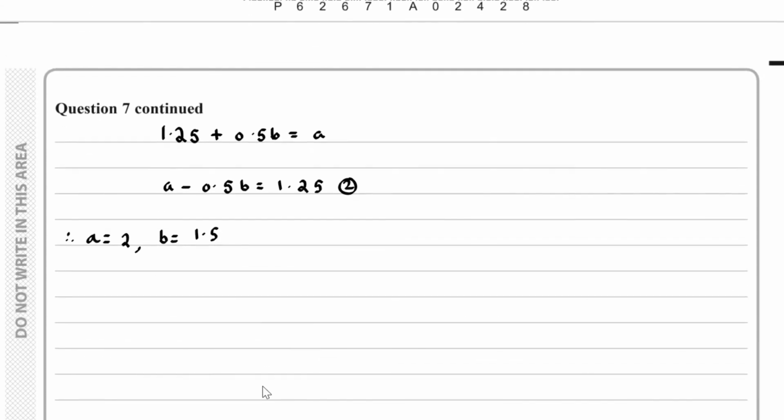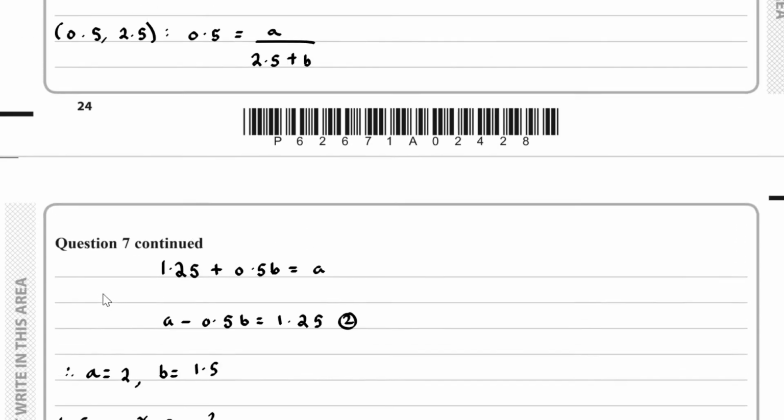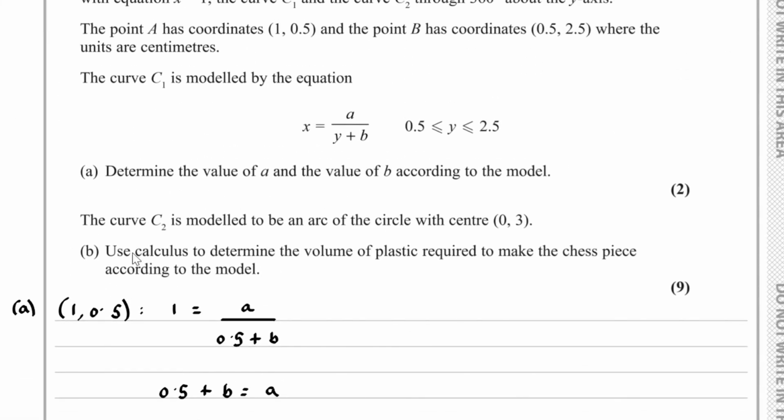And therefore what we can conclude is C1 will have equation x equals 2 over y plus 1.5. Let's now move on to part B. For part B of the question, the curve C2 is modelled to be an arc of the circle with centre 0, 3, and use calculus to determine the volume of plastic required to make the chess piece according to the model.